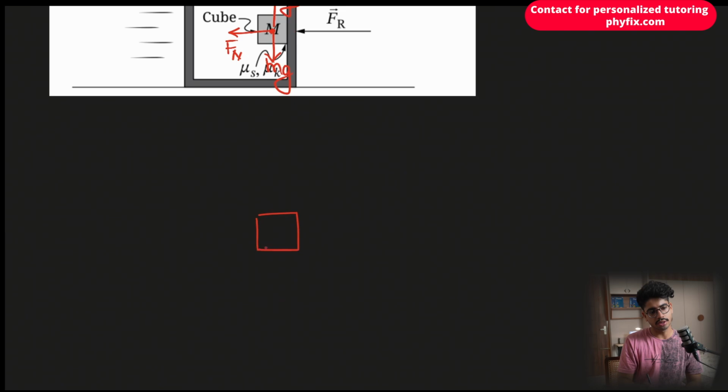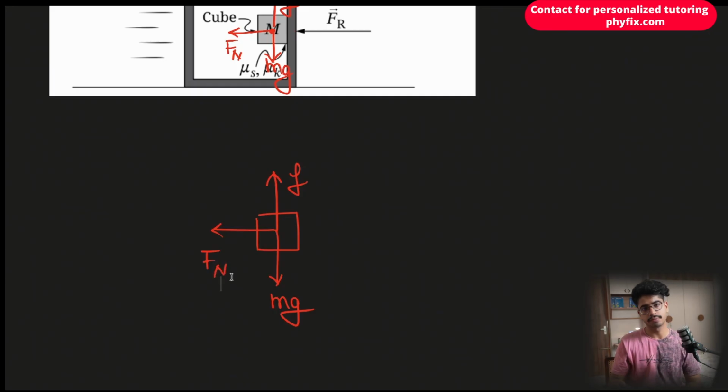So let me show it again here. The mg force is downward, the friction force is acting upward, and Fn, the normal force, is acting horizontally. So there is only one force that is acting in the horizontal direction, that is the Fn.